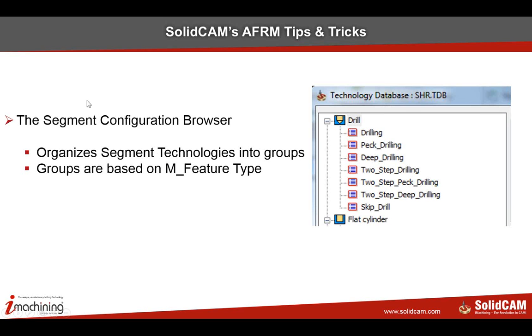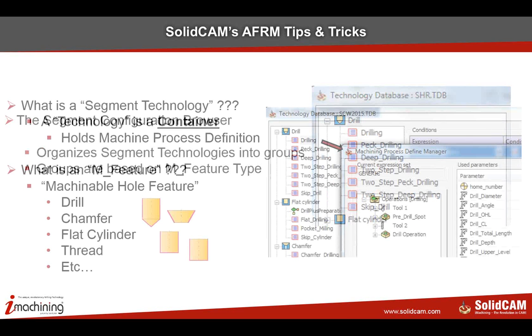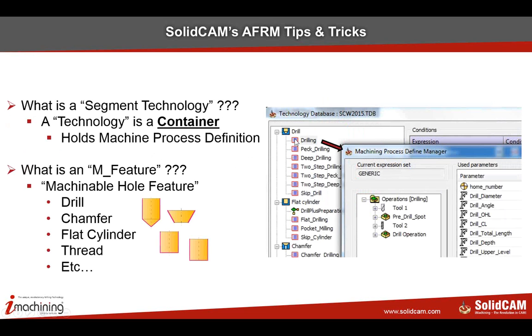But what is that? Well, this is an area that organizes these technologies into groups. And so when I talk about a technology, they're going to be based on the type of feature segment that is discovered, okay? What is a segment technology? What is one of these icons? Essentially, it's a container, okay? Within that container is the specific machine process that is going to be used to machine that particular segment geometry when it is discovered by the automatic feature recognition.